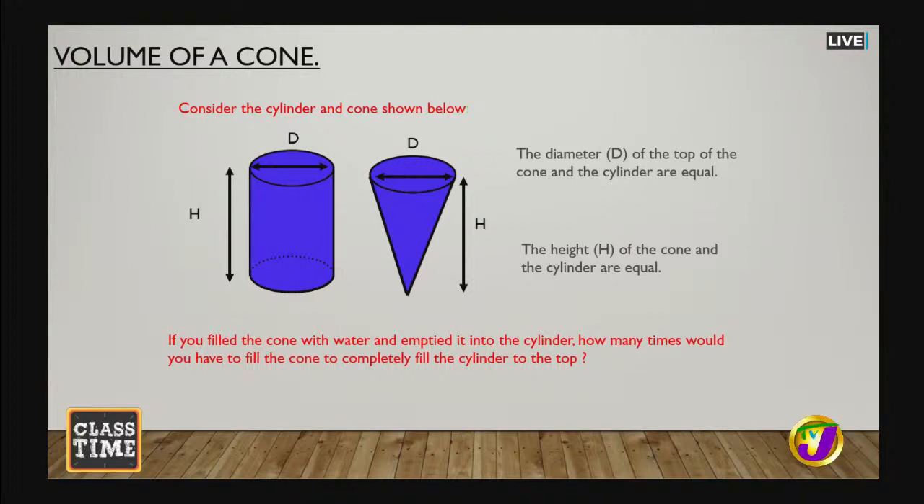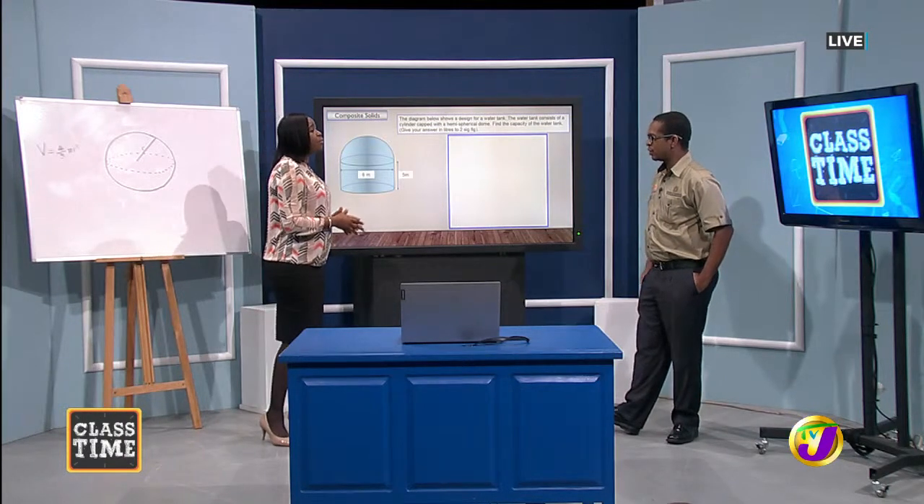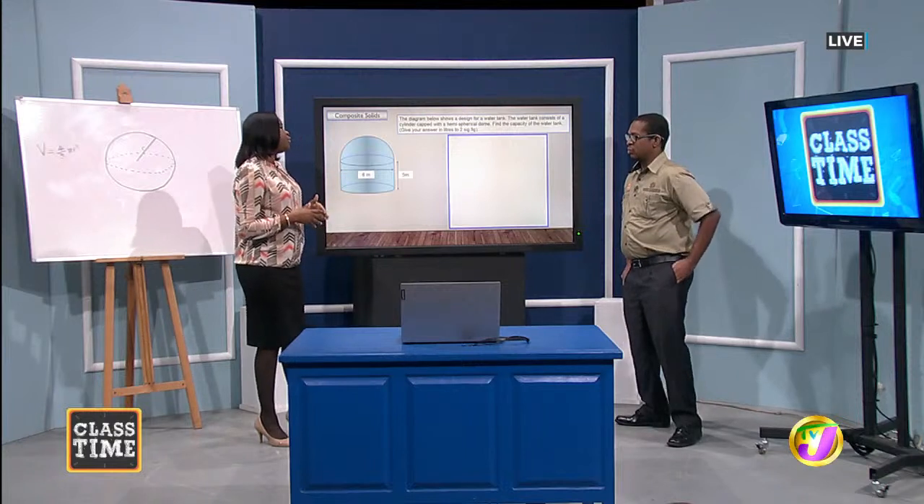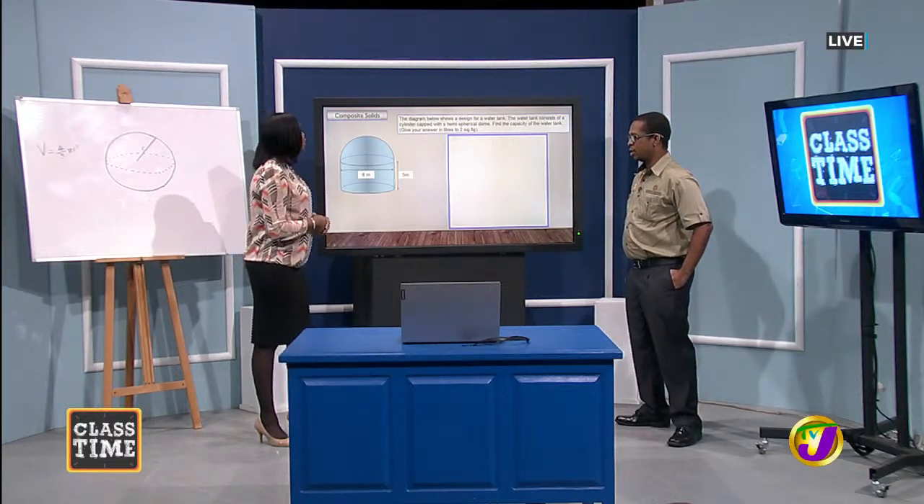For the cone, the associated prism would be the cylinder. And for the square base pyramid, it would be a rectangular prism. So we realized that the volume of the cone would be 1/3 that of its associated prism.